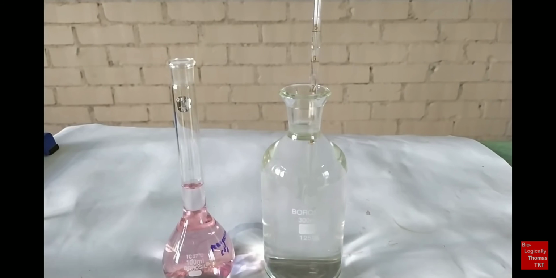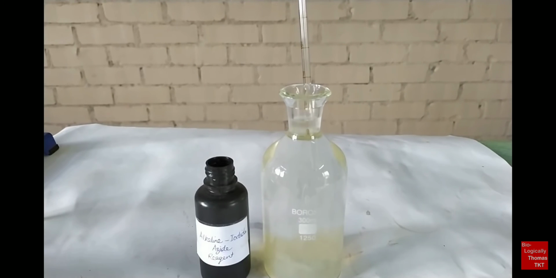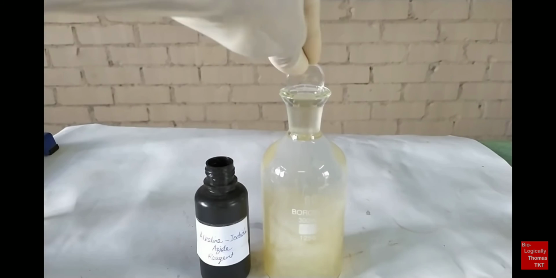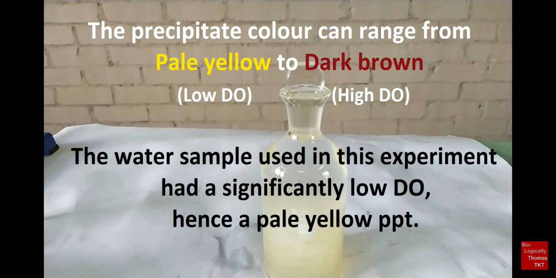Using a second pipette, add 1 ml of alkaline iodide azide reagent to the sample. Make sure that the pipette tips are immersed well below the water surface in the bottle when adding the reagents. Now carefully stopper the bottle, taking care not to introduce any air bubbles. You will observe a brownish precipitate of manganic hydroxide begin to form in the bottle after addition of the reagents. The intensity of the brown color is directly proportional to the dissolved oxygen content in the water sample.